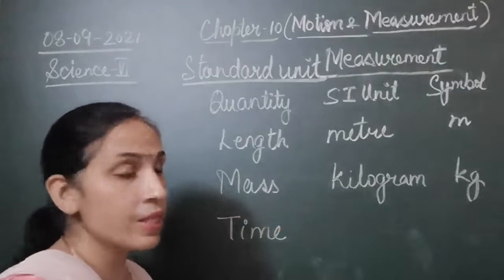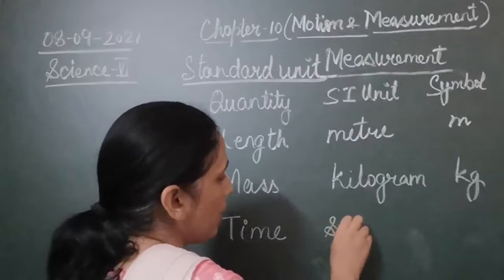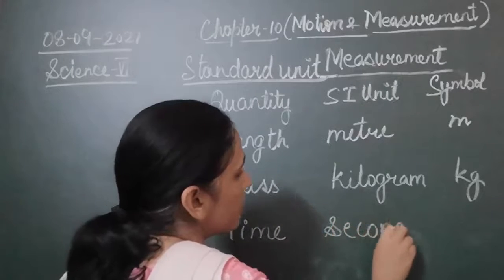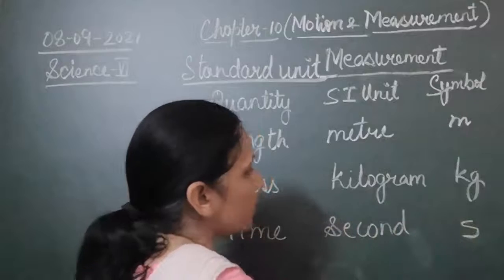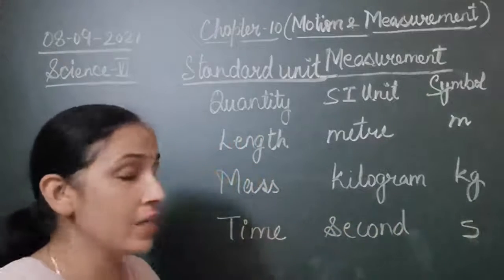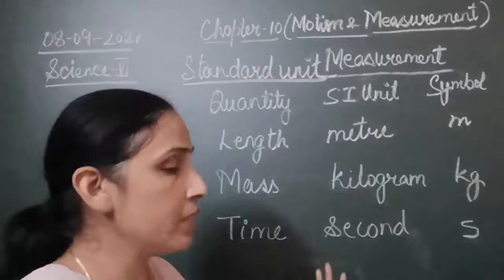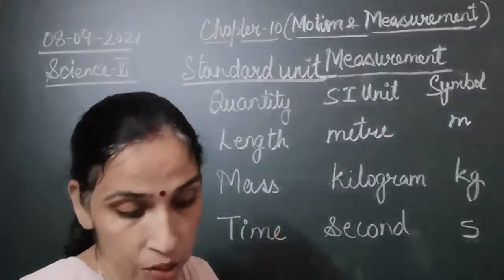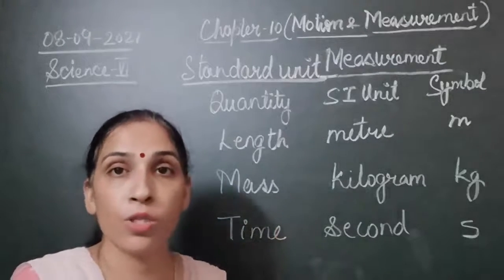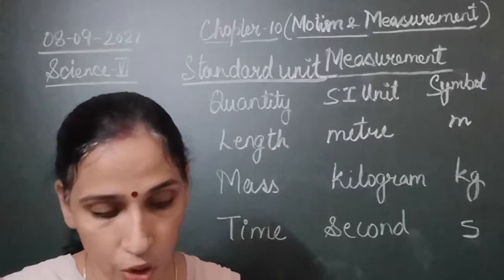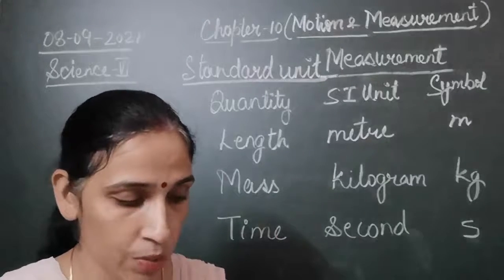Time we are measuring in second, and the symbol for this is S. So these are the SI units. Now what do you mean by SI? SI unit means Standard International Unit. Now for this also we are going to do an introduction of standard units of measurement.